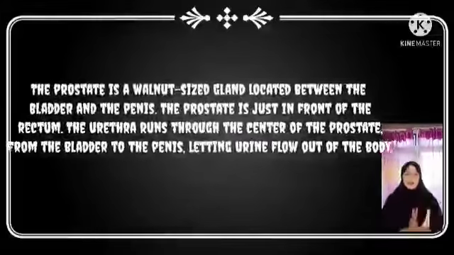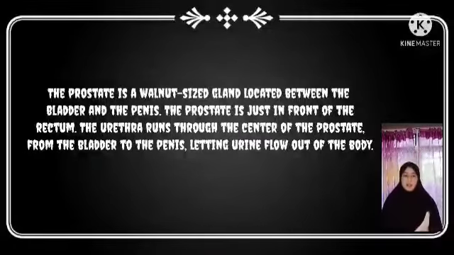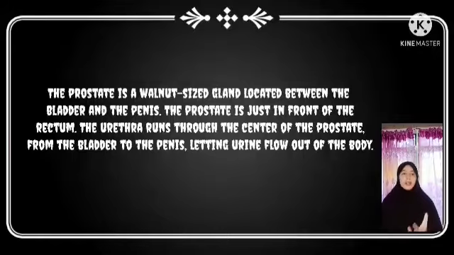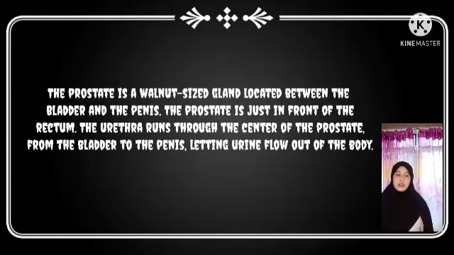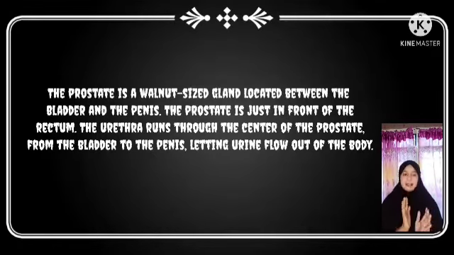First, the prostate is a walnut-sized gland located between the bladder and the penis. The prostate is just in front of the rectum. The urethra runs through the center of the prostate, from the bladder to the penis, letting urine flow out of the body. The prostate secretes fluid that nourishes and protects sperm. During ejaculation, the prostate squeezes this fluid into the urethra and it's expelled with sperm as semen.